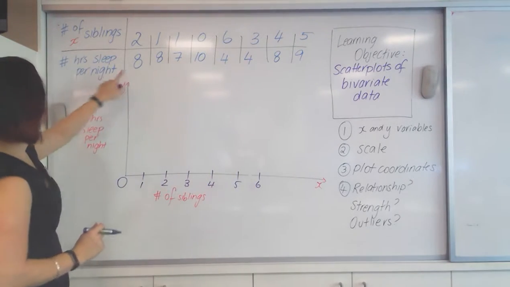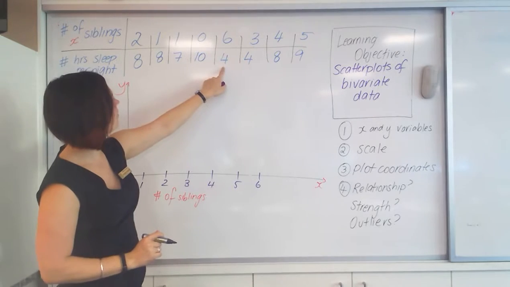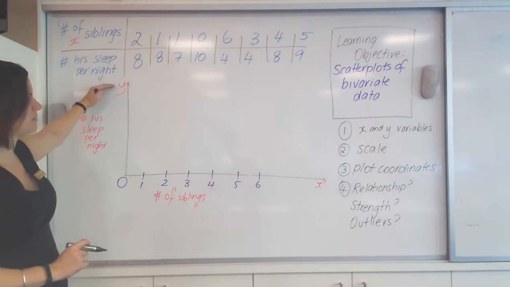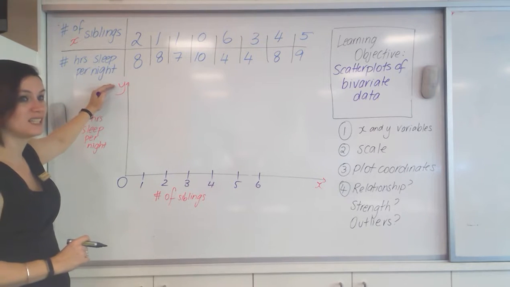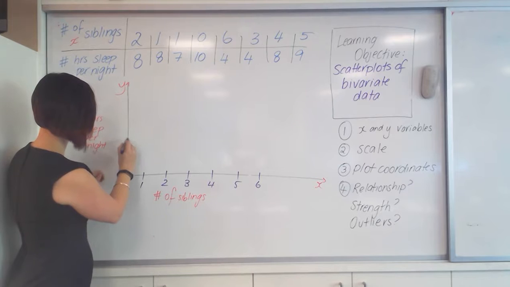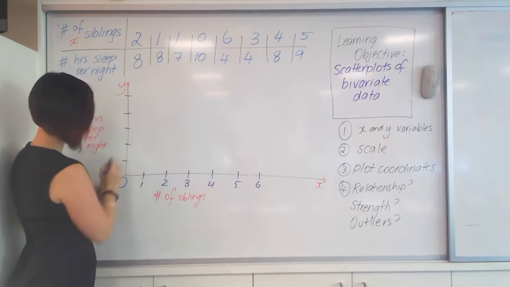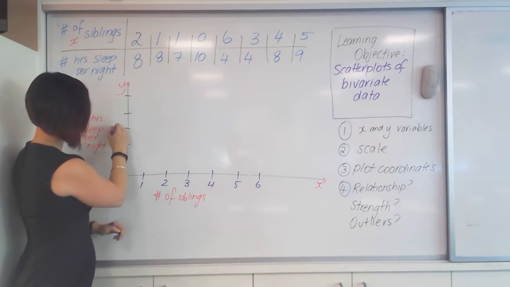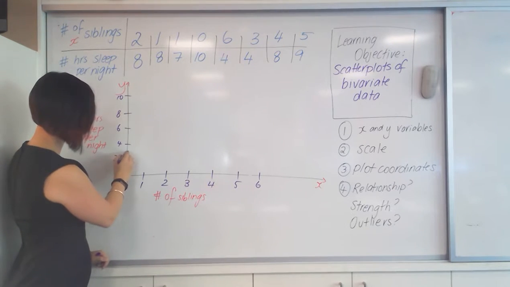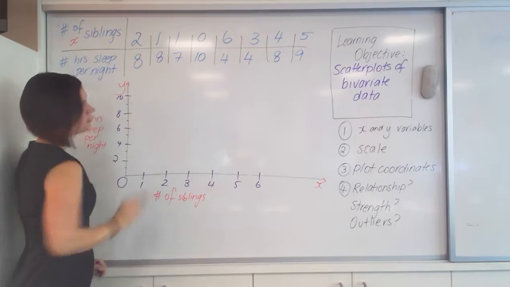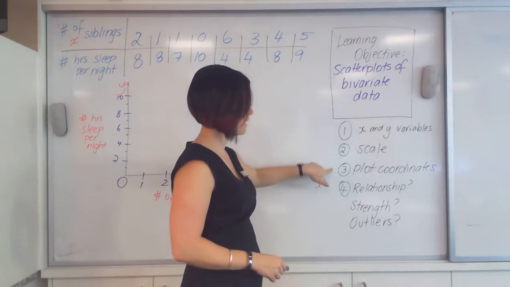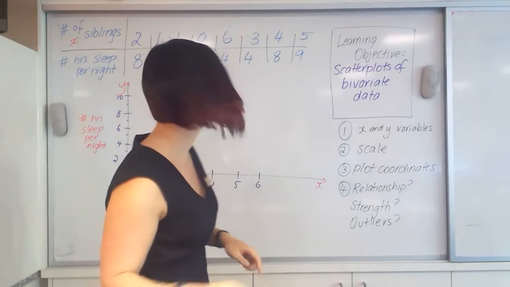Now, number of hours sleep per night. Our lowest number is 4, highest number is 10. So our y-axis is going to have to go up to 10. I'm going to do my y-axis in jumps of 2: 2, 4, 6, 8, 10. Obviously, if there's something that's a 1 or a 3 or a 5, it's going to sit in the middle. All right, we've done our variables. We've done our scale. Now we need to plot our coordinates.